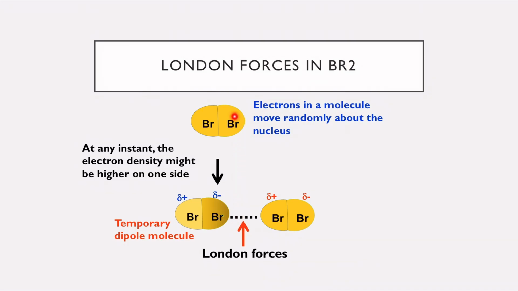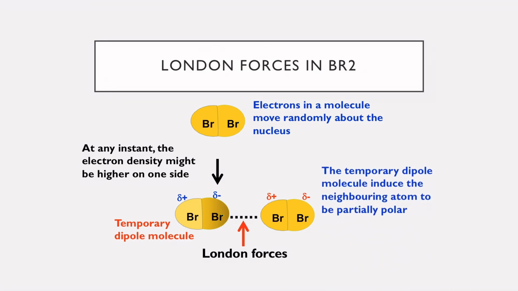So from this neutral bromine molecule, suddenly, it has a temporary instantaneous dipole within the molecule. And then it induces a dipole in the neighbouring atom or molecule, this bromine. So this bromine has a similar dipole to this bromine. So this interaction here is called London forces. Okay. Alright.